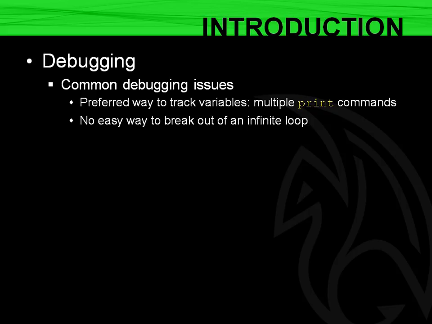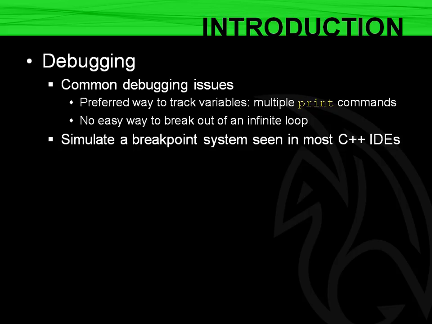There are a couple of techniques you can use to break out of that loop, and I'm going to show you one of those techniques and an easier way to use the commands. So in C++, there's something called a breakpoint that allows you to choose a line of code and say when I get to this line, then I want you to stop and I want you to tell me what the values of my variables are, or allow me to examine my code, essentially where I am. Mel does not let you do this, but what we're going to do is try to simulate a system that resembles a breakpoint system that we see in most C++ development environments.